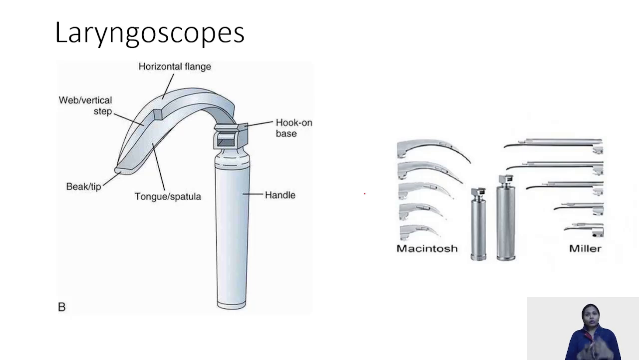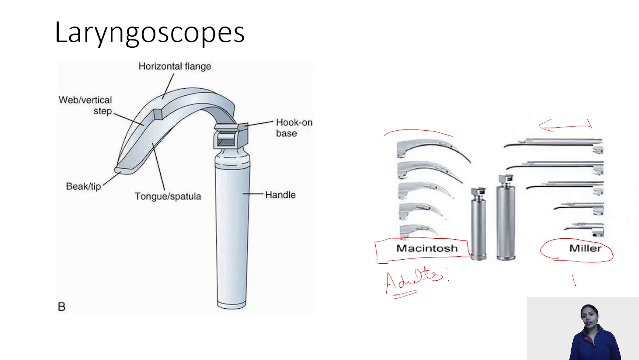Moving forwards to laryngoscope, I hope you'll be able to identify the laryngoscopes. Generally, the image-based questions depend upon which kind of blade is present. If you can see a curved blade, it is a Macintosh laryngoscope. Macintosh is generally used in adults, okay? And if it is a straight blade, it is the Miller's laryngoscope. It is generally used in pediatric cases, okay?